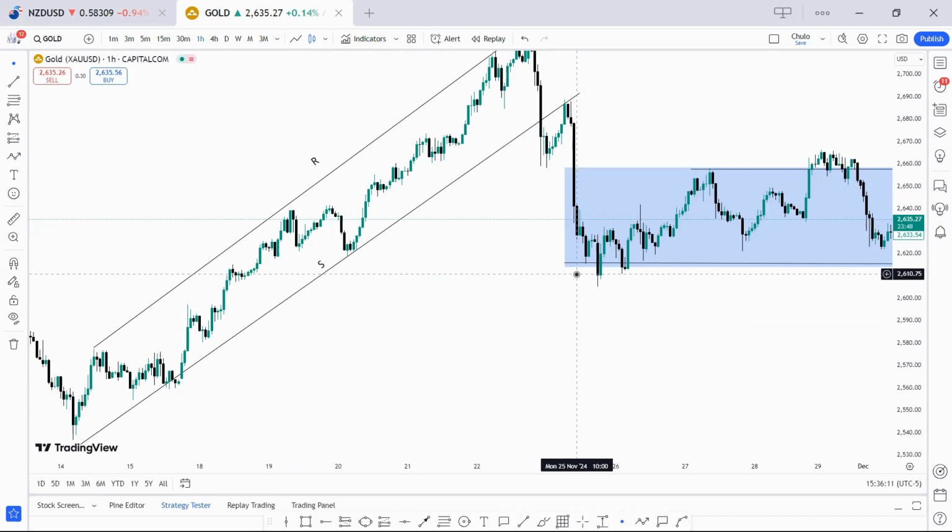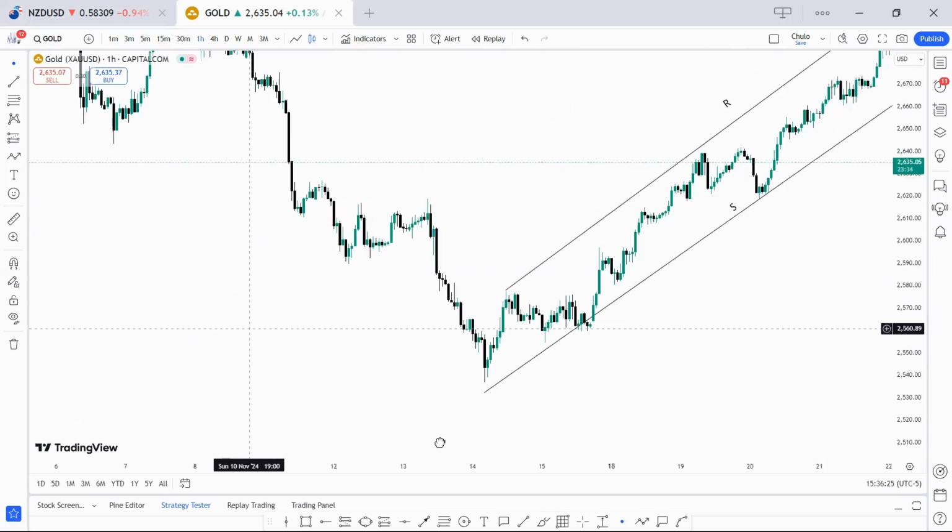So for every resistance level or support level that is invalidated, if it's a support level, it becomes your new resistance. And if it's your resistance level, it becomes a new support. So now we've gotten a case study for resistance level. Let's see for support level.